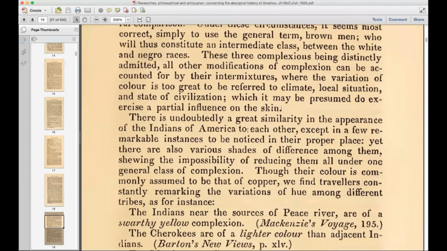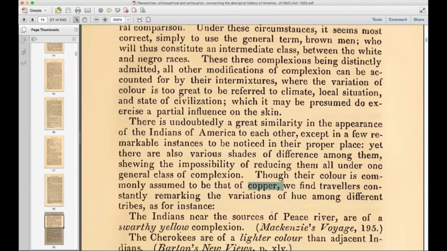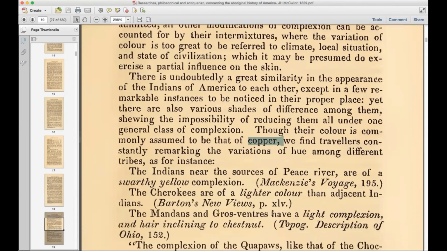Continuing, there is undoubtedly a great similarity in the appearance of the Indians of America to each other, except in a few remarkable instances. A few, all right? To be noticed in their proper place, yet there are also various shades of difference among them, showing the impossibility of reducing them all under one general class of complexion. Though their color is commonly assumed to be that of copper, we find travelers constantly remarking the variations of hue among different tribes, as for instance. All right, so we're just going to show a couple of examples of what he's talking about, right?